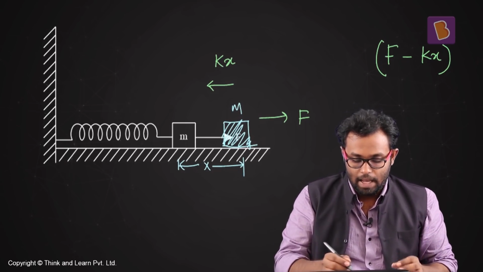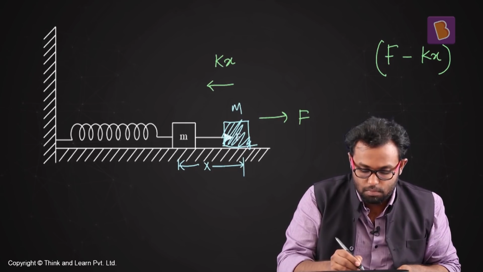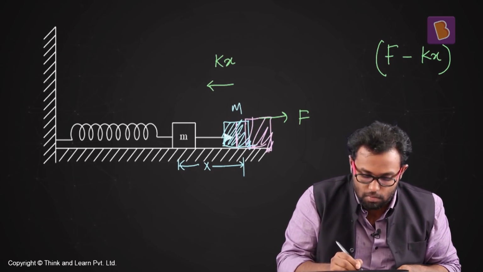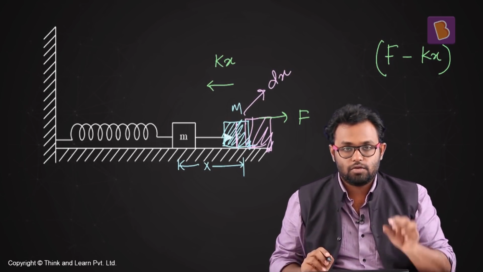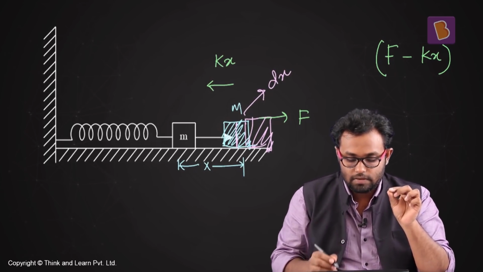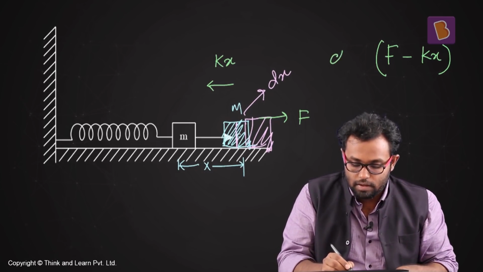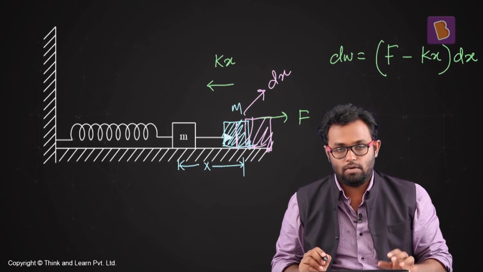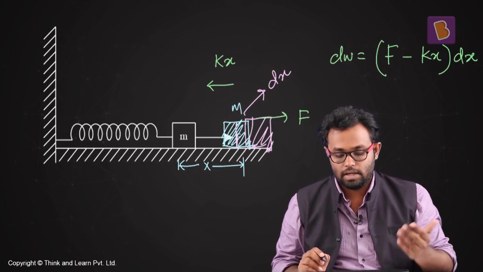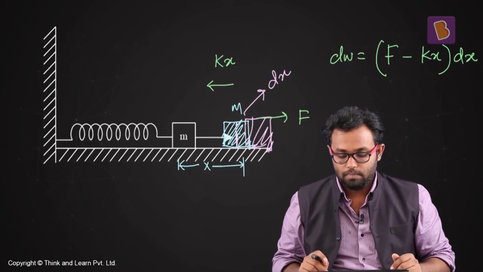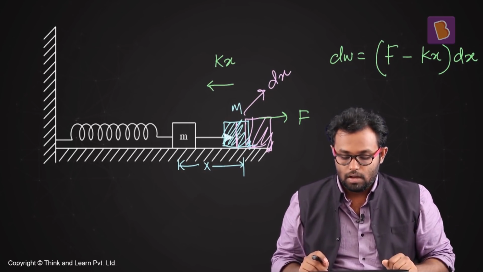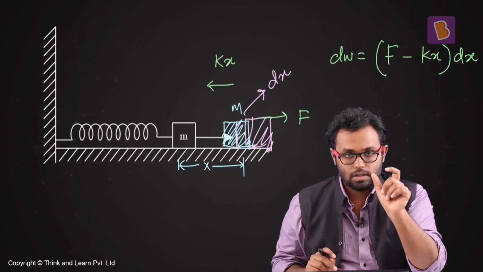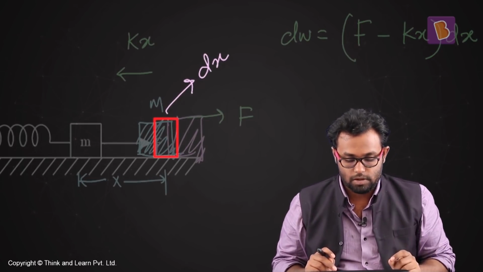So this is the force, and let me say that this block moves by a very little amount. From here to here it moves by, let's say, a very small amount dx. You know the drill, right? In that case, the small work done dW will be equal to F minus kx times dx, right? Because the force and the displacement both are in the same direction, cos theta will be equal to 1. Cos 0 is 1. Now this is the work done in moving that block just a displacement of dx, very little displacement, right?